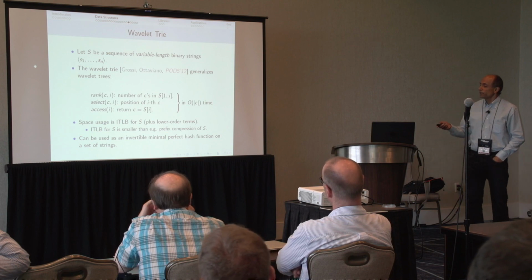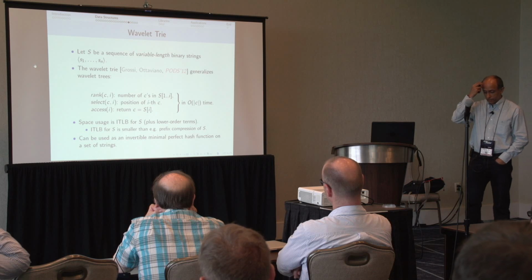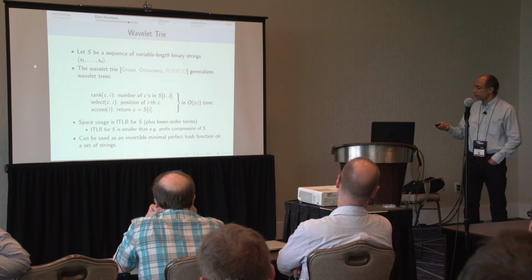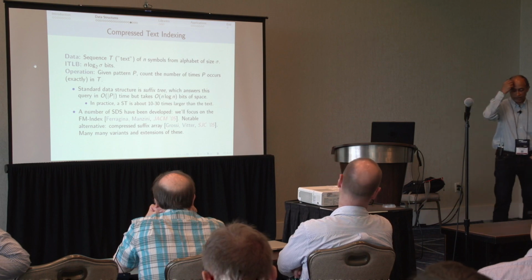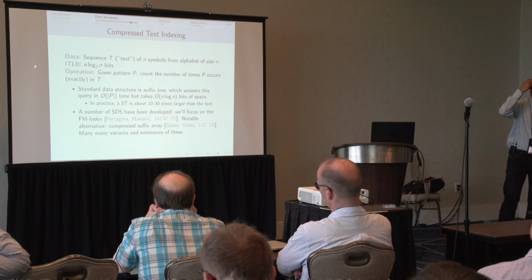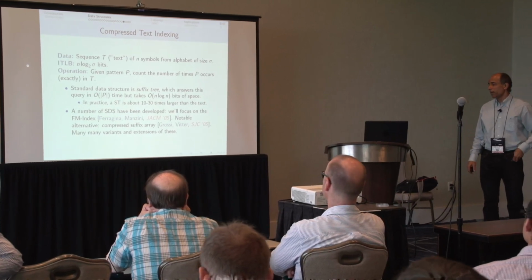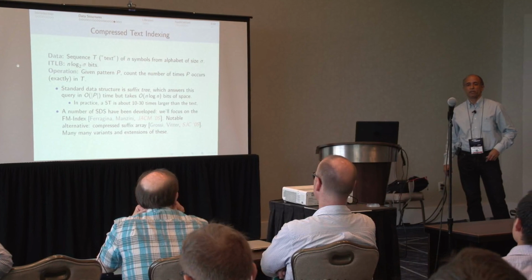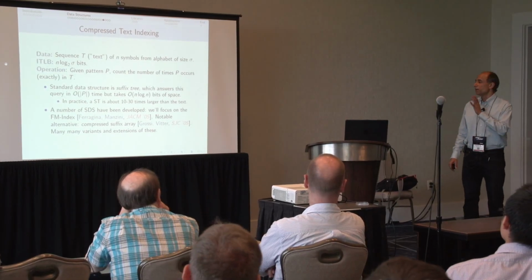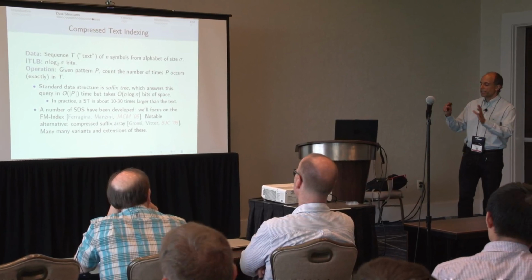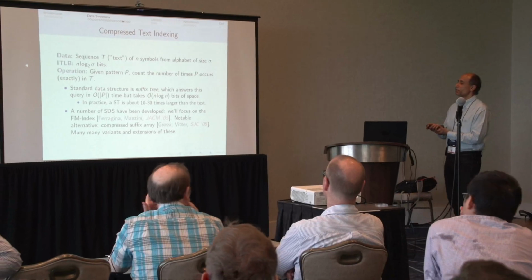Okay, so the final data structure that I want to talk about is again a magic data structure. This is an entire sub-area of succinct data structures called compressed text indexing. I have to say that every year there are 20, 30 papers on this subject. I cannot say I keep track of all of them. There are all sorts of little variations and trade-offs that you can put in, and so on and so forth.